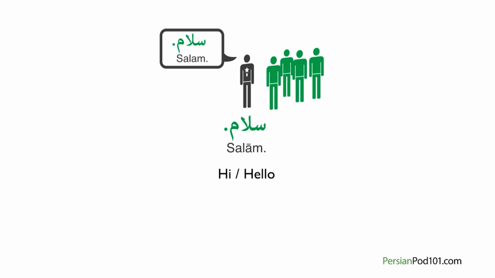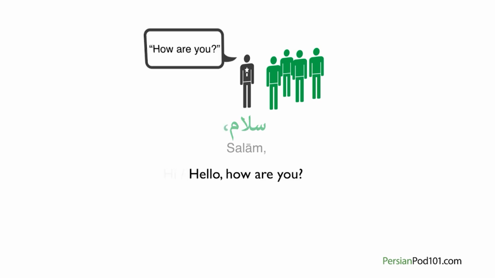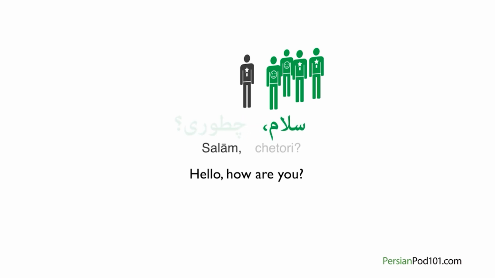After salam, we almost always say, how are you? When we greet friends or close relatives. It might seem strange to say it every time, but this is a part of normal everyday conversation in Persian. Let's try out the informal way of saying hello, how are you? Salam, chetori. Chetori. The I in chetori makes this sentence second person.